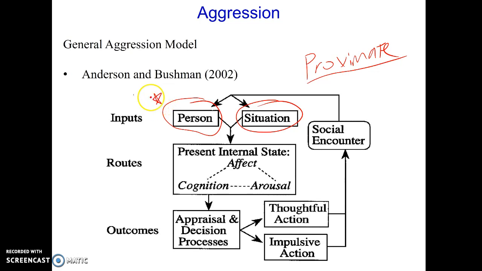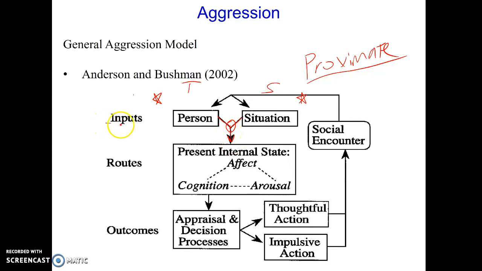So the person is your personality. It's the things that you bring to the lab with you. So you bring your attitudes. You bring what scripts you have available. You bring your sex. Are you male or female? Whatever you bring to the lab, that's you. So that's what that circle represents. The situation is going to be what's happening in the environment right now. So if you want to think about it, this is like trait and this is state. Now this arrow here, see how this fuses together like that? That basically means an interaction. So the person by situation interaction, just like Kurt Lewin said, is going to influence what happens next.